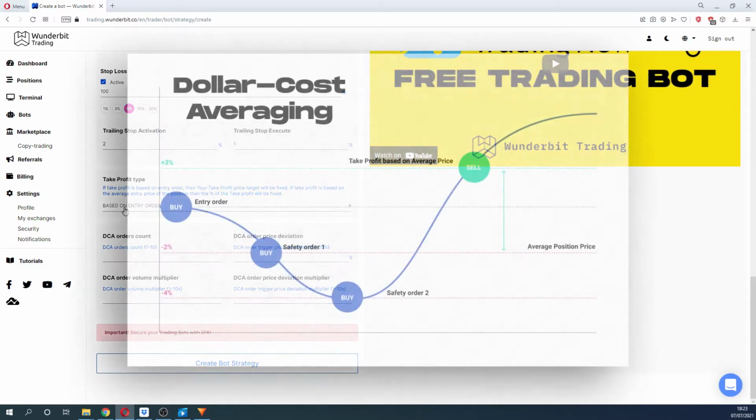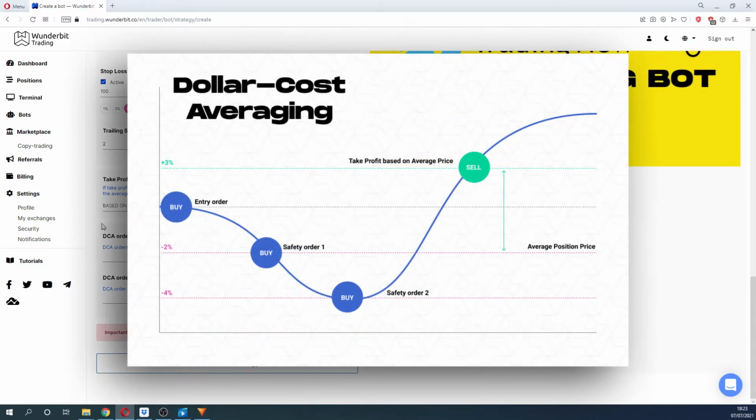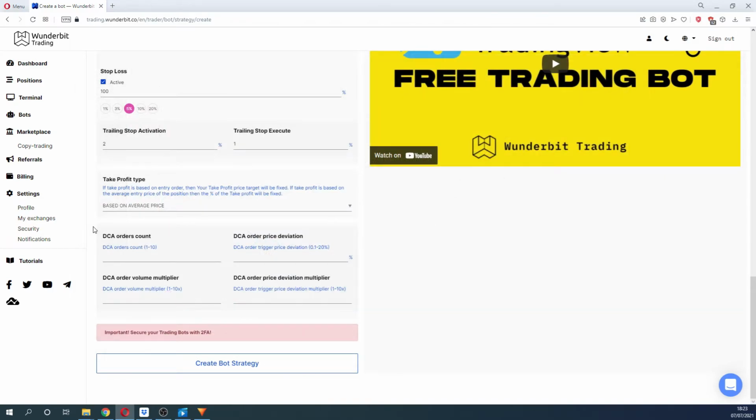Another option is to set your take profit level based on the average price of the position. This type of take profit will be based on a recalculated average price of the position after each additional entry and will adjust the take profit level accordingly. Therefore, take profit target will be fixed in percentage.